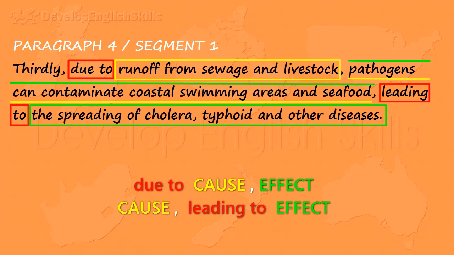Thirdly, due to runoff from sewerage and livestock, pathogens can contaminate coastal swimming areas and seafood, leading to the spreading of cholera, typhoid and other diseases. In this sentence, two cause-effect relationships are mentioned. In the first, "due to" precedes the cause which is followed by a comma and the effect. In the second, the effect becomes the cause which is followed by a comma, then "leading to" and the effect.